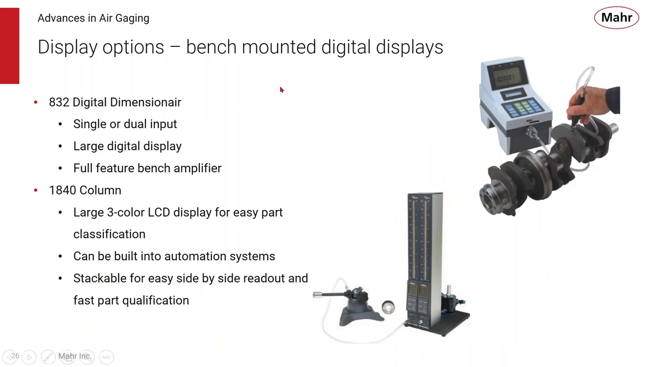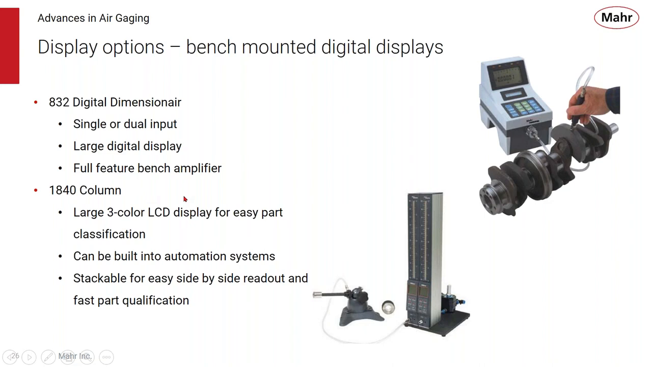And then we go into our electronic bench mounted displays. We have our 832 digital Dimensionair, a single or dual input, so we can measure tapers on this if we wanted to. It has a nice large digital display. It's really a full feature bench amplifier with actual values, tolerances, normal reverse polarity, data output, etc.